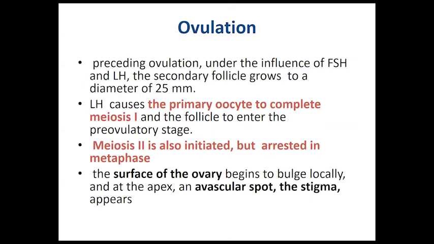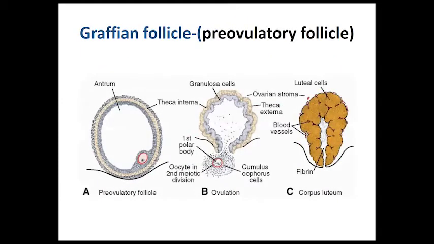This is called the stigma, an avascular spot, which appears because of the pressure. This makes the wall weaken, and this is going to result in the rupturing of the wall of the ovary, and that is going to release the ovum. So what all is released is theca on the outside, granulosa cells on the inside, the oocyte, the zona pellucida, and the cumulus oophorus. This is all which is going to be released out at the time of ovulation.